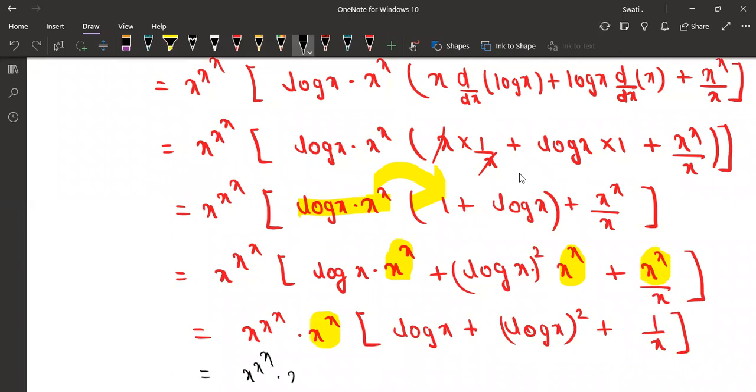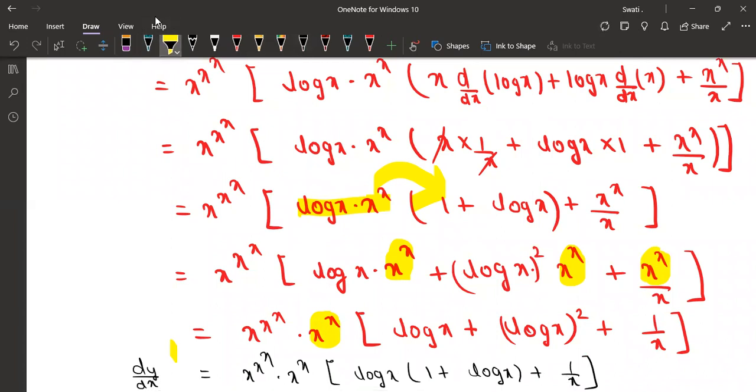And now in the final step, we can just rewrite this as x raised to x times x raised to x. We are having a lot of x raised to x. From here also, I can take log x common. So I'm getting 1 plus log x, and then this is plus 1 by x. Here we can stop because we cannot simplify this further. So therefore, the answer of dy dx that we are getting is this one. Okay, so this is our answer.